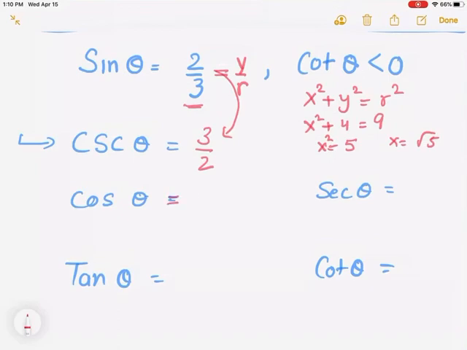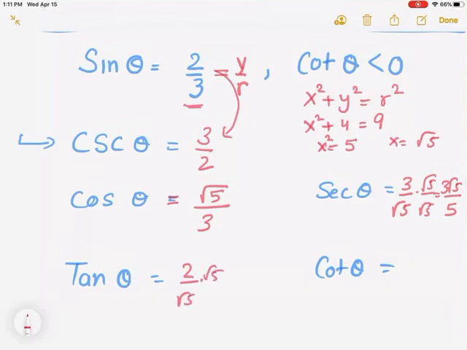Cosine is x over r, which is radical 5 over 3. If I know cosine, I can flip the fraction and I can write secant. So I would do 3 over radical 5. Oh, we cannot have radical in the denominator, so we need to rationalize. So if I do that, my ratio would be 3 radical 5 over 5. Tangent, it's y over x, so that would be 2 over radical 5. If I rationalize, it would be 2 radical 5 over 5. Cotangent would be, I'm just going to flip this fraction, it would be radical 5 over 2.